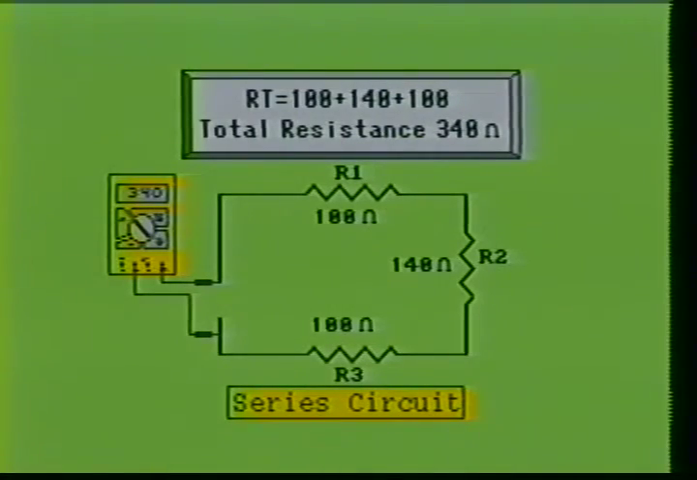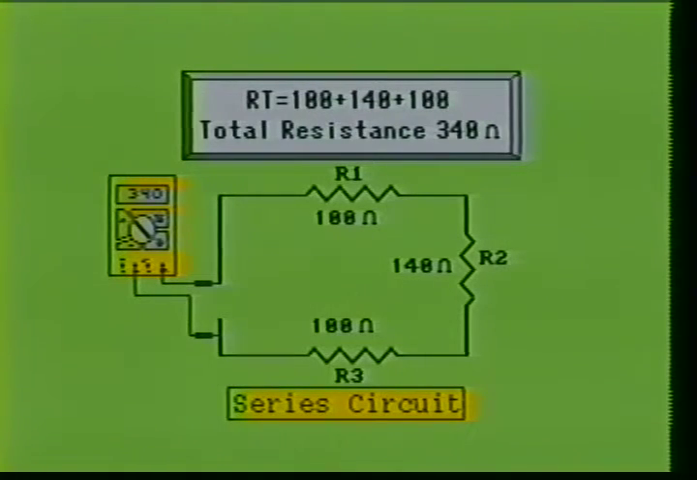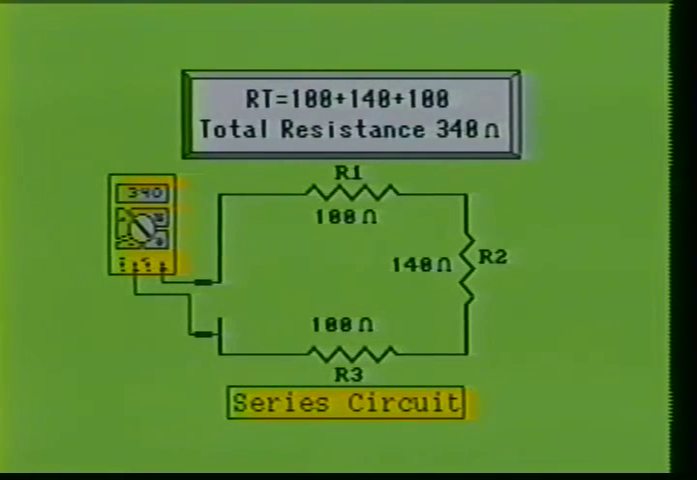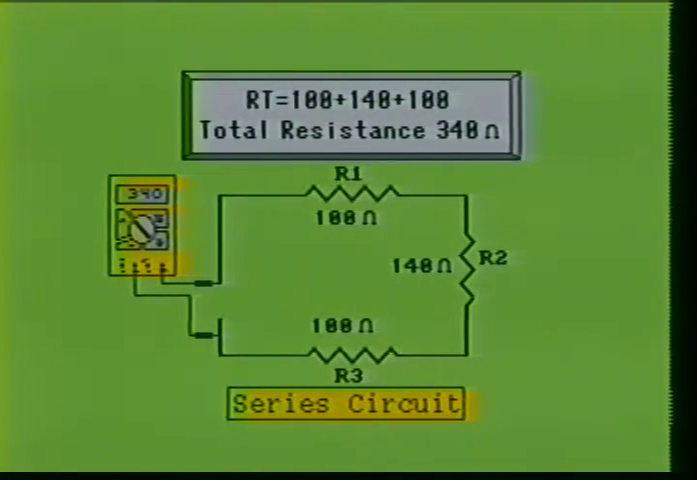Now that we have calculated the total resistive value for this circuit, we will use a digital multimeter to verify our calculations. First, make sure the meter is set on the proper unit of measurement. Then make sure there is no voltage being applied to the circuit under test. As you notice, our DMM shows that we have a total resistance of 340 ohms in this circuit.